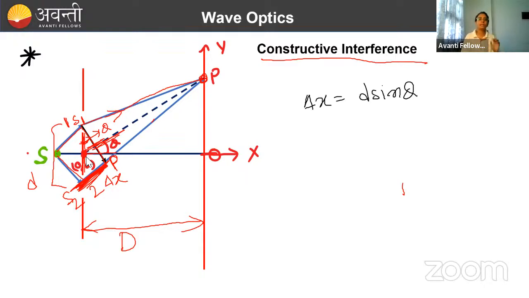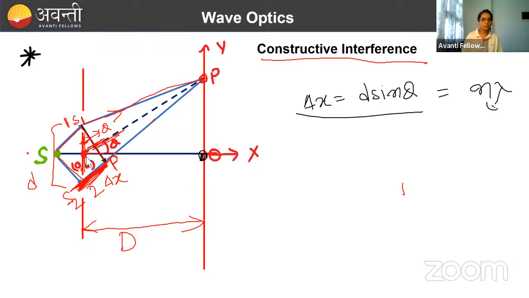Now you already know the condition for constructive and destructive interference. That I don't need to discuss. For constructive, it will be equal to n lambda. And for n equal to 1, we will be getting the first maxima. N equal to 2, we will be getting the second maxima. For n equal to 0, we will be getting the central maxima. That is this. Done. What else I need to discuss here is what is important actually.